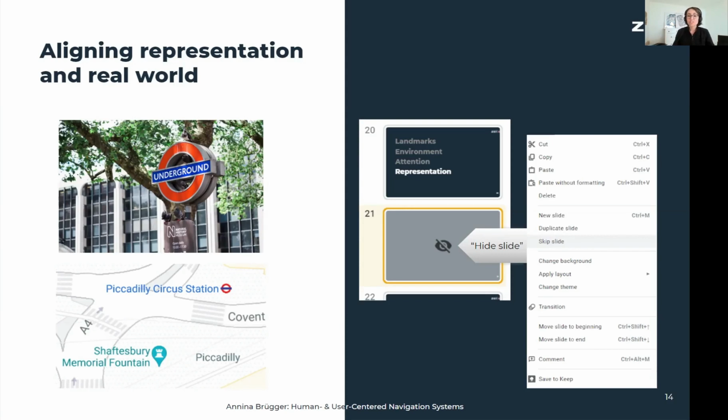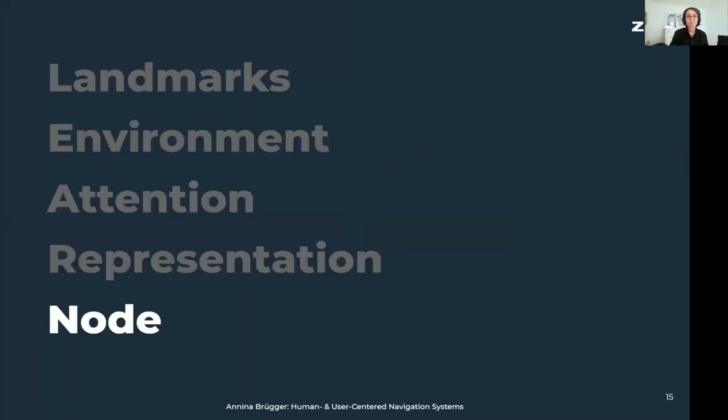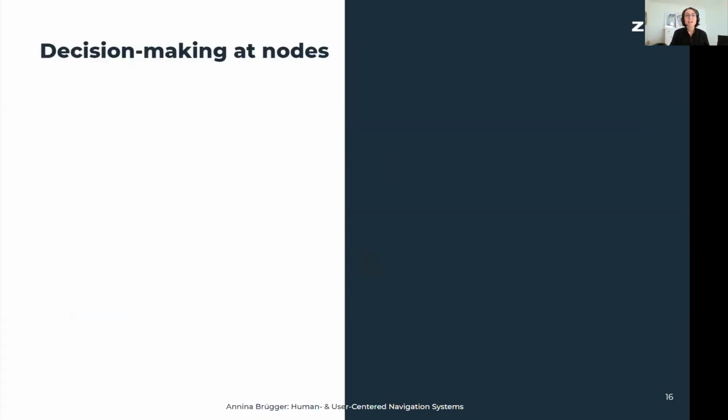So the navigation system should match representations not only to the real world, but also to existing and gained knowledge from the user itself. And then the fifth principle, and that is a highly discussed principle in the field of navigation, are nodes. So nodes are intersections and points of decision making. So at nodes, navigation errors are possible. And therefore, it is important to provide clear choice options and clear instructions of where to go next.